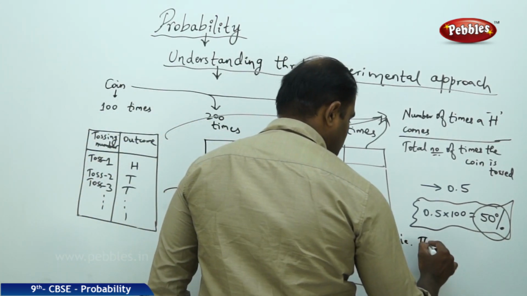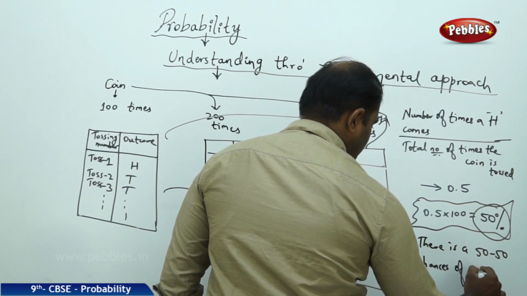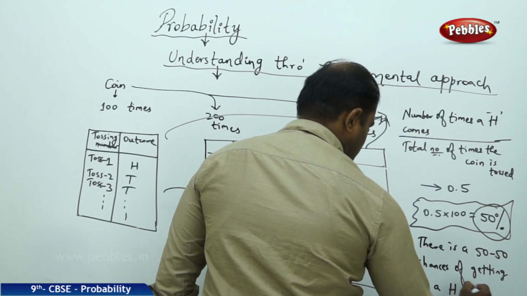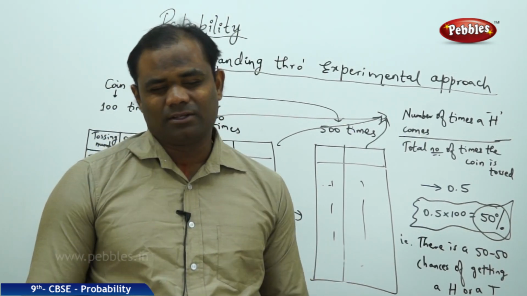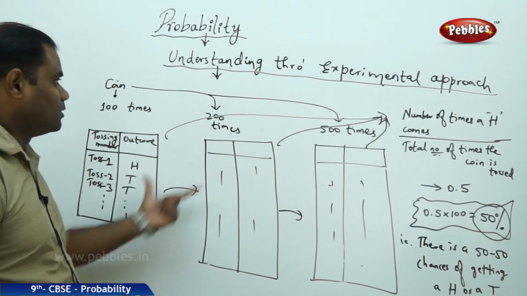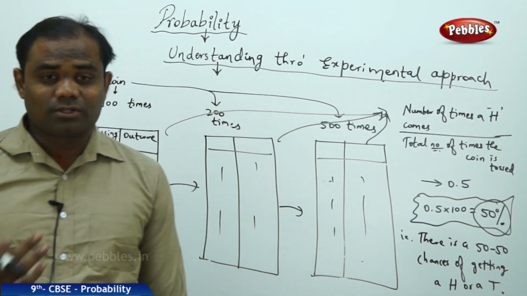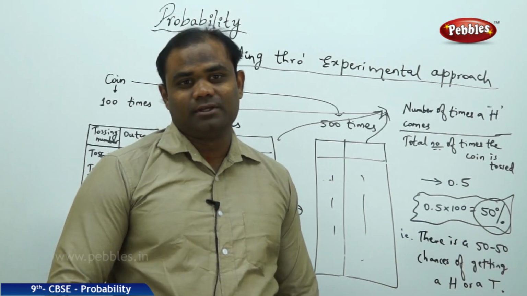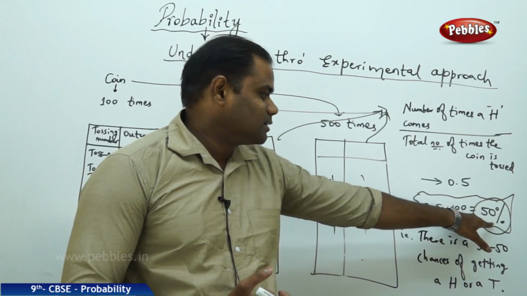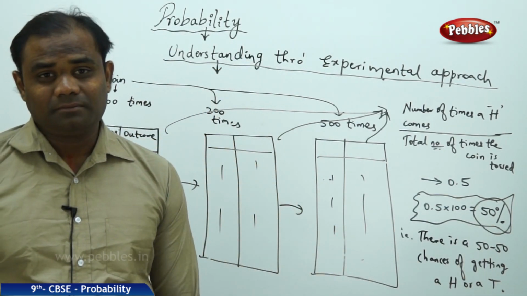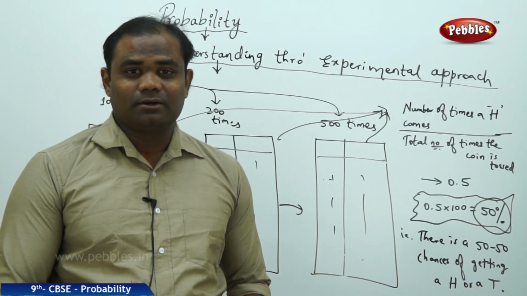That is, there is a 50-50 chance of getting a head or a tail. This is how we conclude mathematically, through this experimental approach of tossing 100 times, 200 times, and 500 times. If you toss 1000 times, then this value nears more to 0.5. So as the number of tosses is increased, the value tends closer to 0.5, leading us to understand that there are 50% chances of getting a head or a tail, equal chances, and hence tossing a coin is what the two captains use to decide on the batting or the fielding decision.